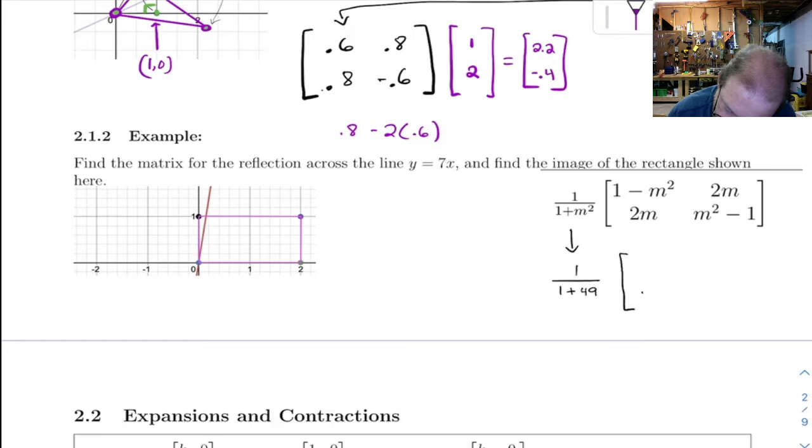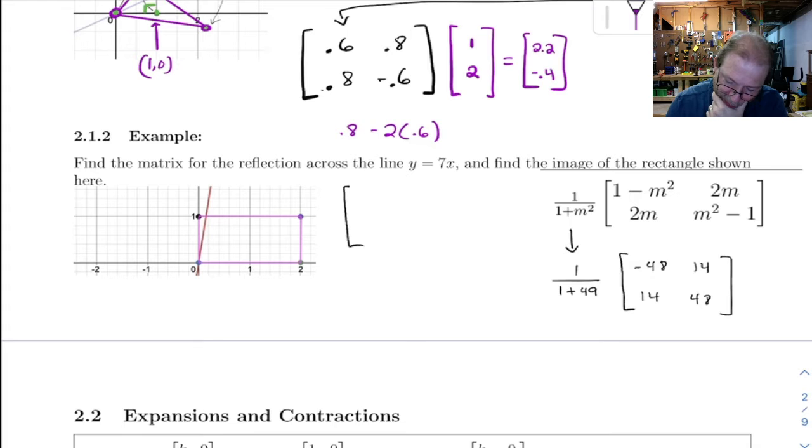And then inside of here, both of these two m's are going to be 14. 1 minus m squared is going to be negative 48. And m squared minus 1 is going to be positive 48. So for this, we wind up getting 1 over 50 times negative 48, 14, 14, and 48.